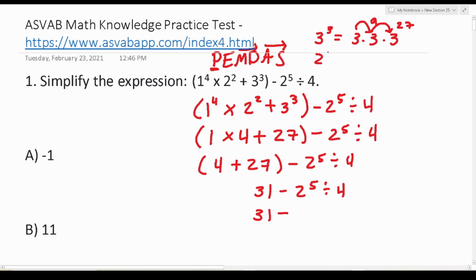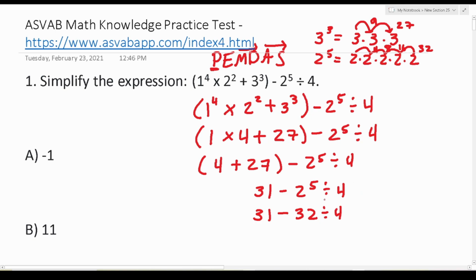This is 2 to the 5th, which is the same as 2 times 2 times 2 times 2 times 2. That's 2 by itself 5 times. This is 2 times 2, which is 4, times 2, which is 8, times 2, which is 16, times 2, which is 32. So this is 31 minus 32 divided by 4.